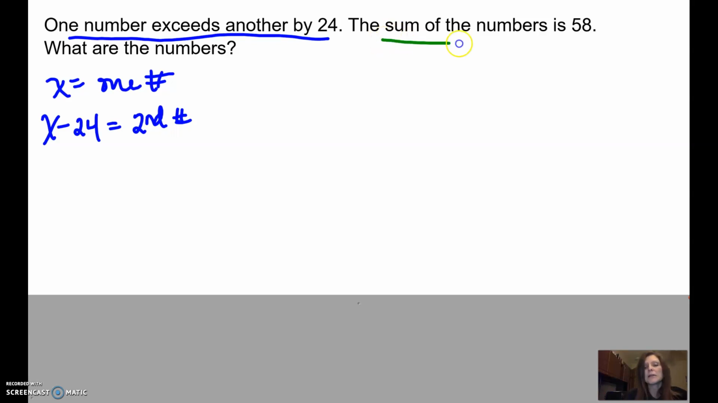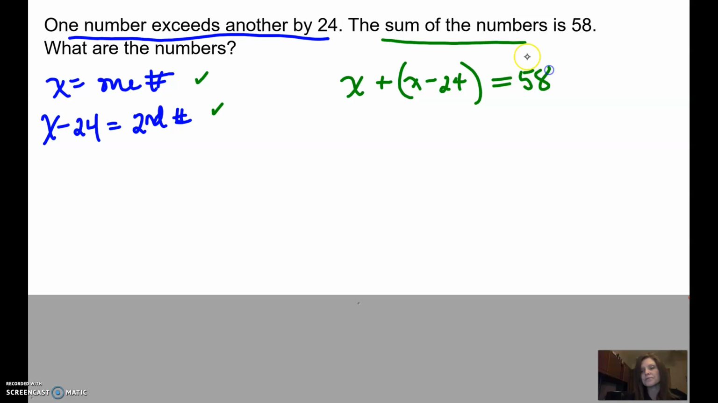Now, it says the sum of the numbers. The sum of the numbers means I'm adding the two things. What are my two things? This one and this one. So I'm going to add x, and I'm going to just put it in parentheses for emphasis, x minus 24. So first number plus second number, and it equals 58. Now to remove those parentheses, nothing's going to really change because there's just a 1 in front of the parenthesis. So x plus x would be 2x minus the 24 equals 58.